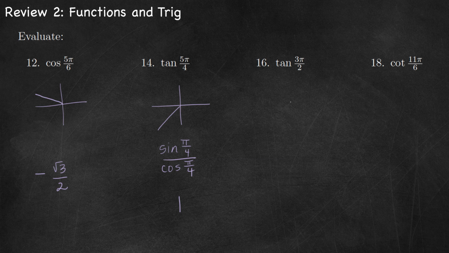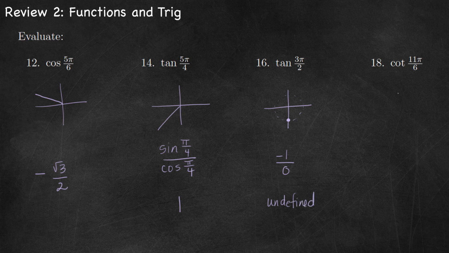Number 16, tangent of 3 pi over 2. 3 pi over 2 is 270 degrees, right, if we're thinking in terms of the unit circle there. And so our tangent is going to be the sine of 3 pi over 2 divided by the cosine of 3 pi over 2. So sine of 3 pi over 2 is -1. Cosine of 3 pi over 2 is 0. -1 over 0 is undefined.